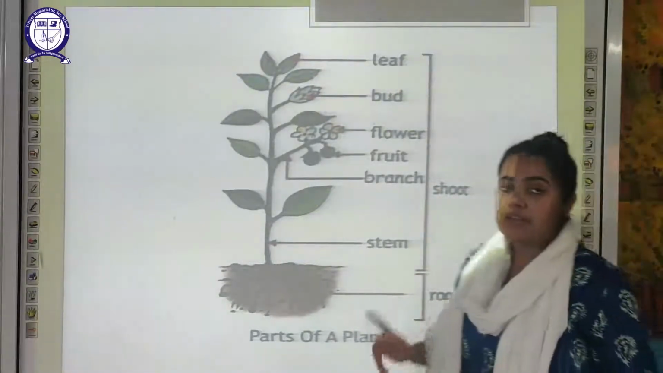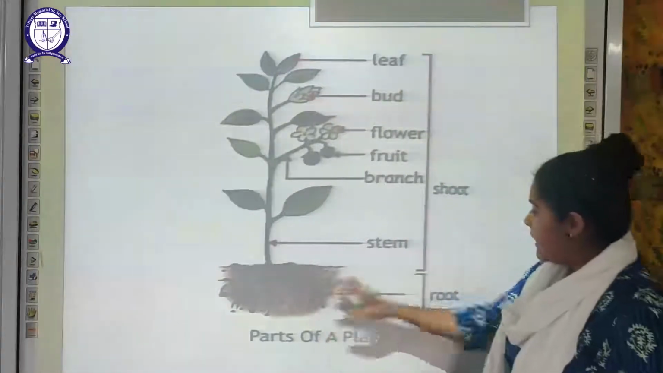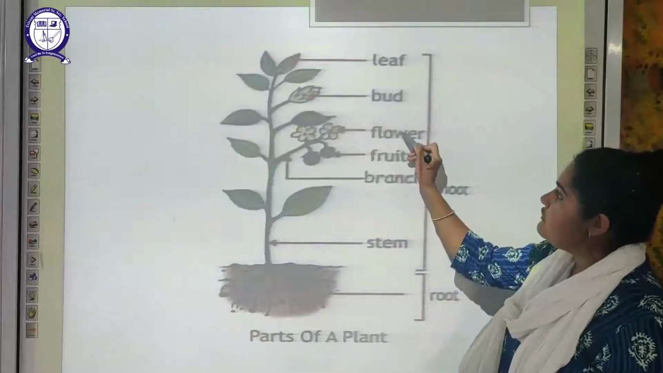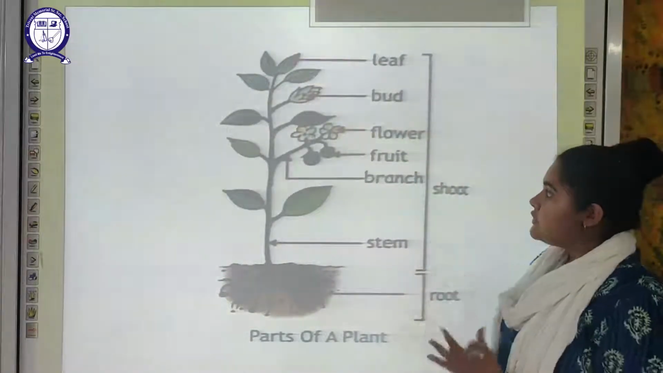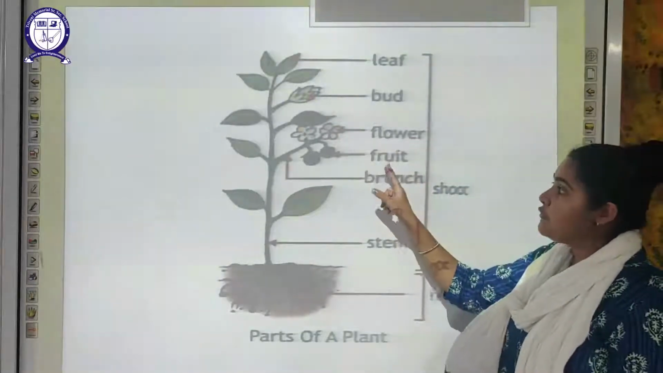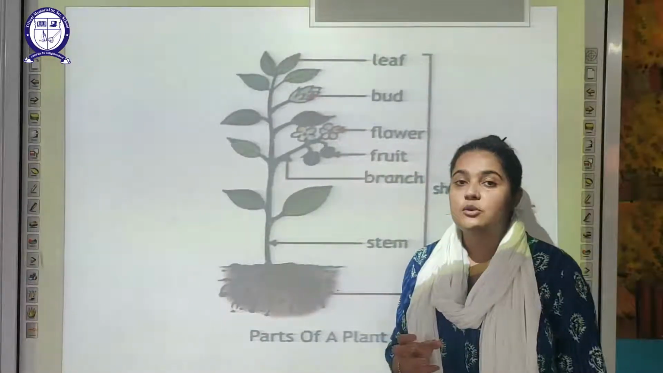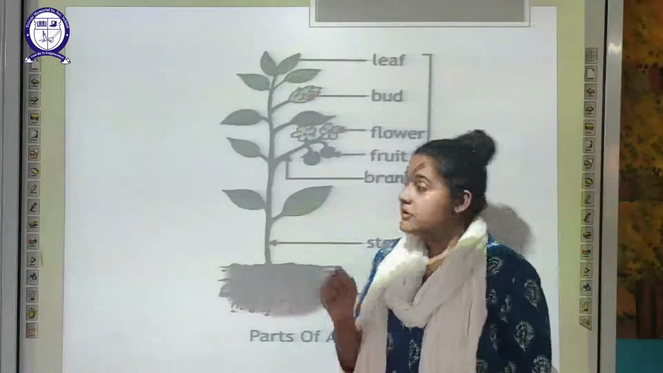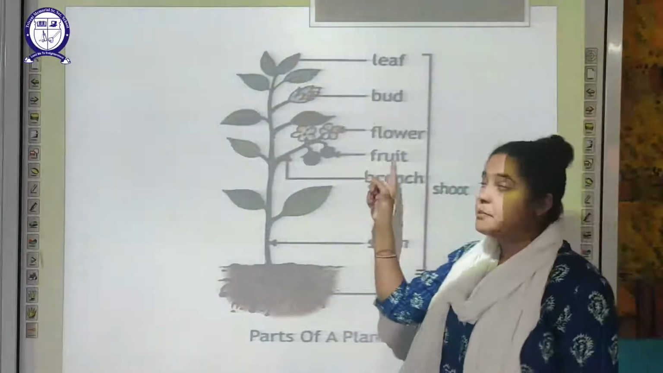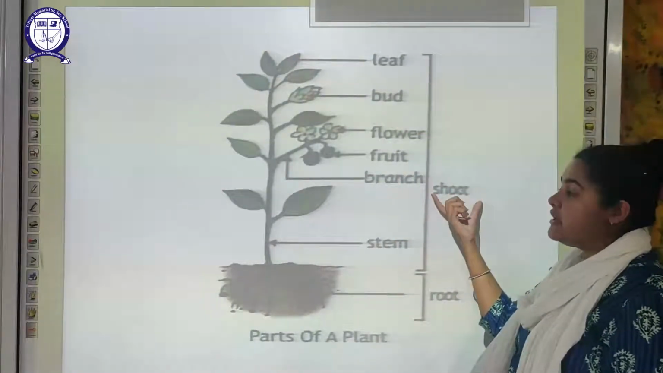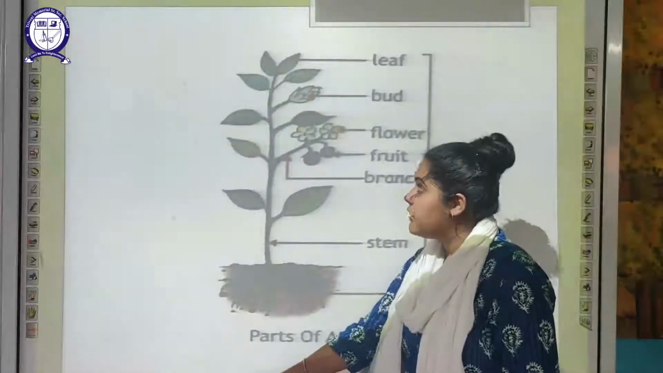So the root system consists of roots, and the shoot part includes stem, branches, fruit, flower, bud and leaves. The flower will wither and convert into the fruit, and inside the fruit, as when you eat an apple, you can see small black seeds. Those seeds are found inside the fruit part. So these are the two main systems, the root system and the shoot system. So let's begin one by one.